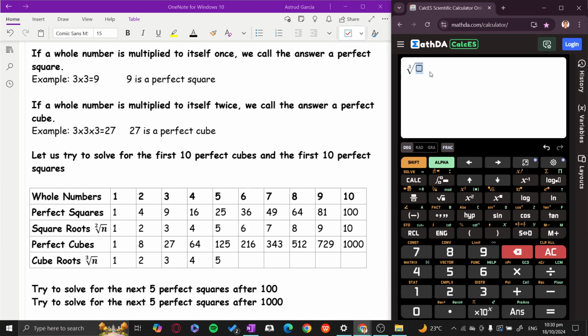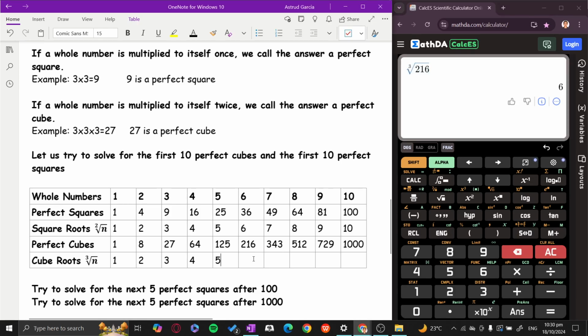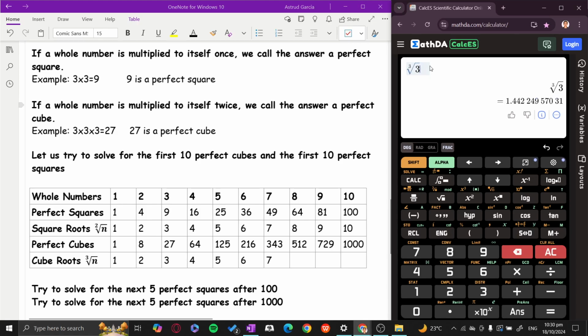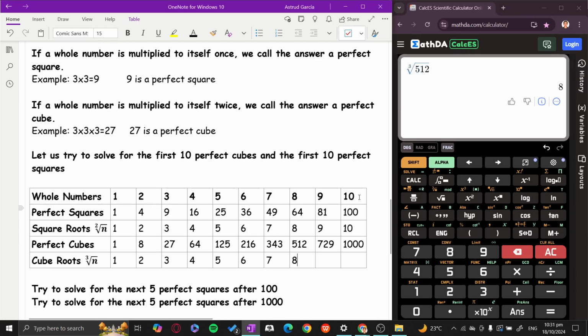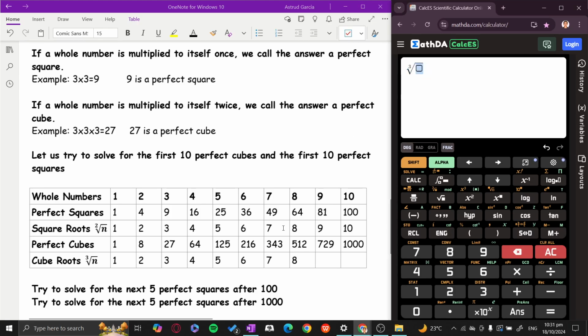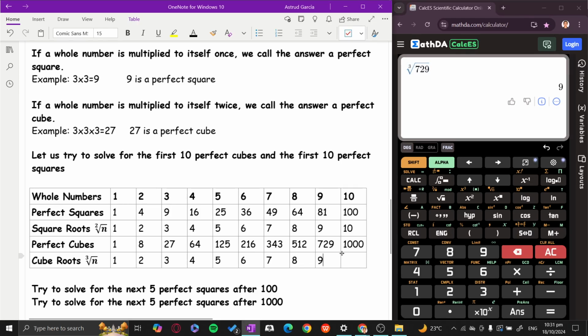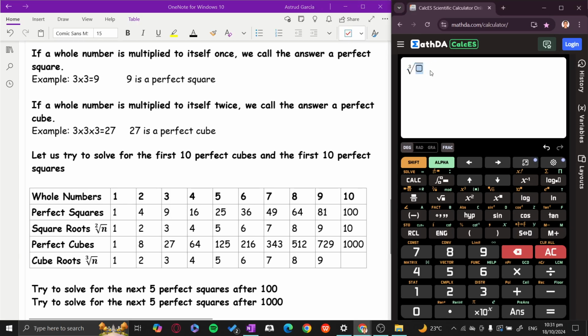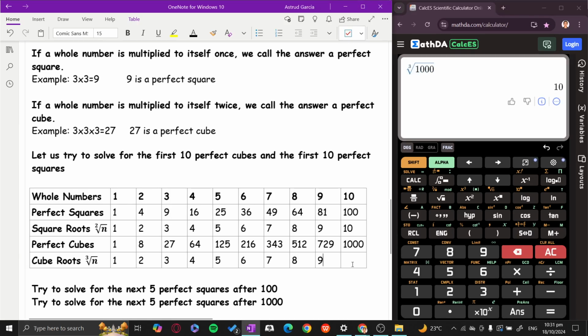Okay, the cube root of 216 gave us 6. Next, we have the cube root of 343, that's equal to 7. And then we have the cube root of 512. That's 8. And then we have the cube root of 729, which is 9. And we have the cube root of 1000, or 10.